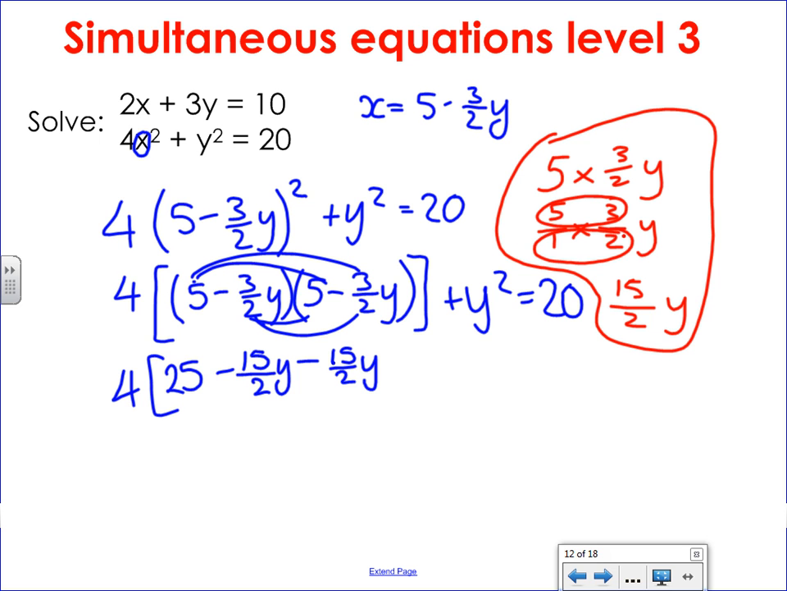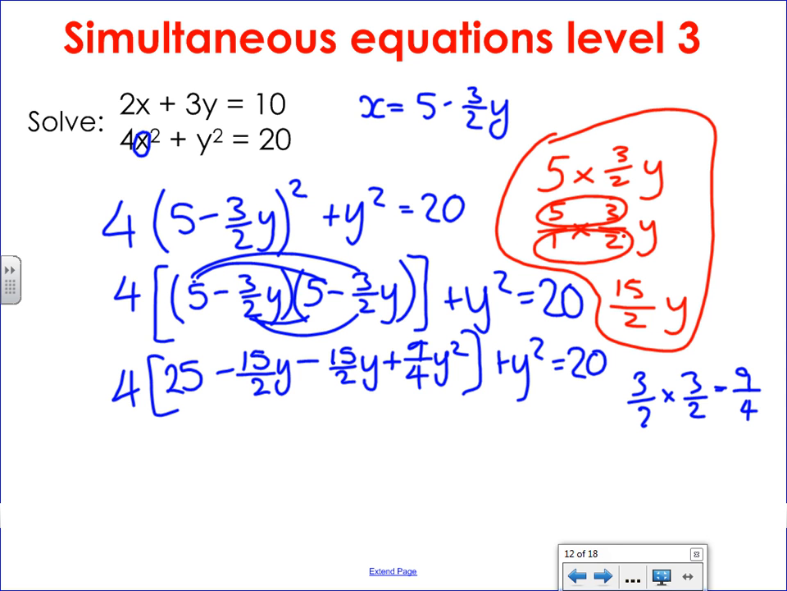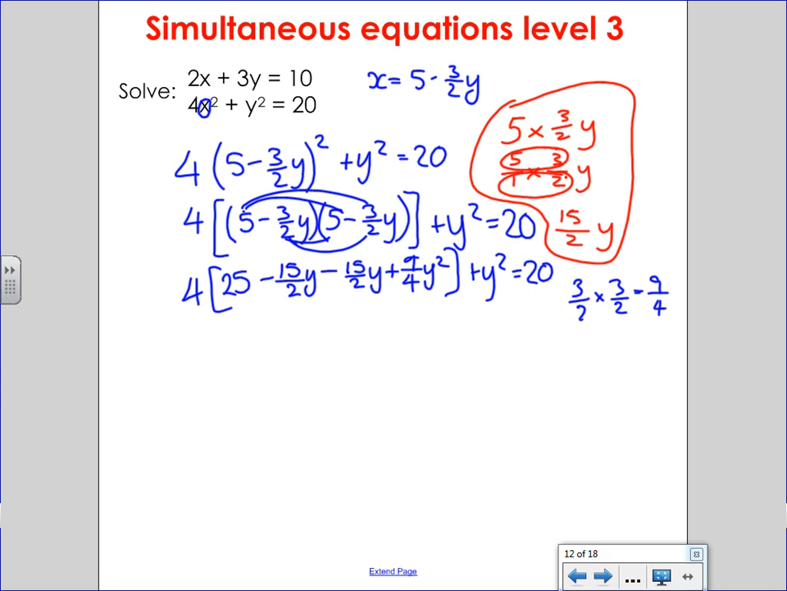Okay, now minus times a minus is a plus. And then we've got 3 over 2 times 3 over 2, which is 9 over 4. And then we've got a y times a y. That's perfect. Close a big bracket, add a y squared. Great. Let's create a bit more room here.